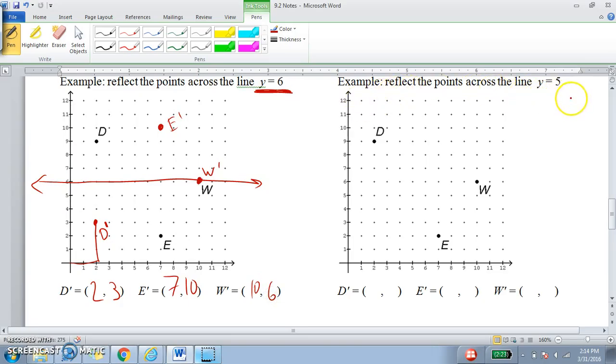Okay, reflect the points across the line y equals 5. So now y equals 5 is this line right here. If I reflect across that line, W would reflect just one spot. So W prime would be at 10, 4. E is 1, 2, 3 spots away. So I go 1, 2, 3 spots the other way. And that's at 7, 8. And D is 1, 2, 3, 4 spots away. So I go 1, 2, 3, 4 spots the other way. D prime is at 2, 1.